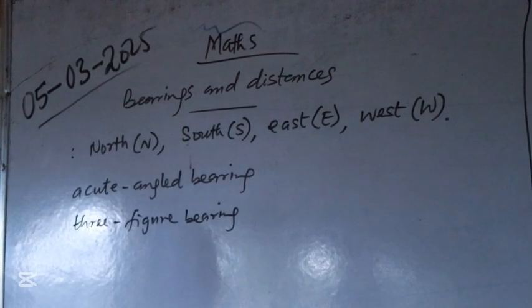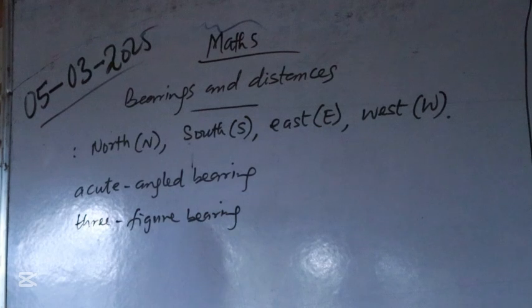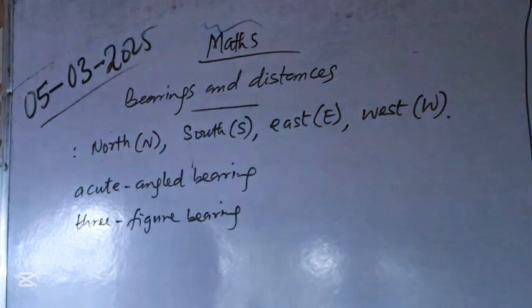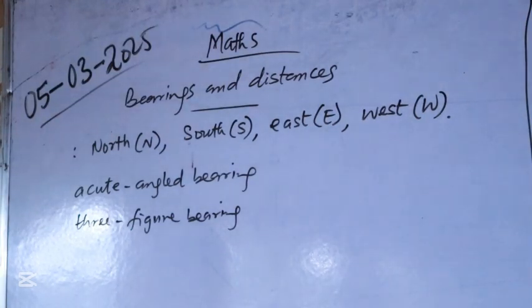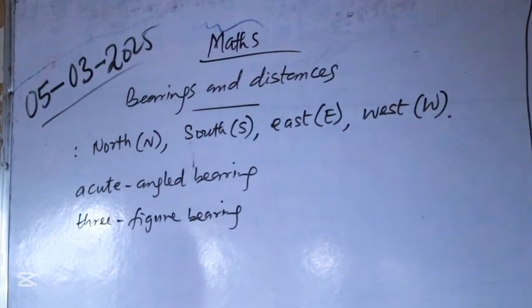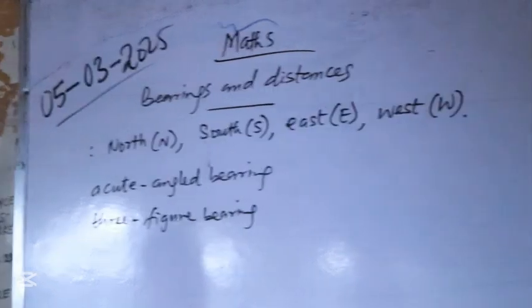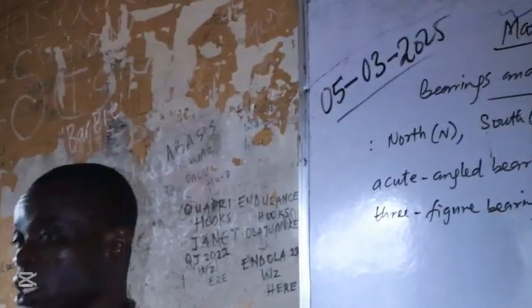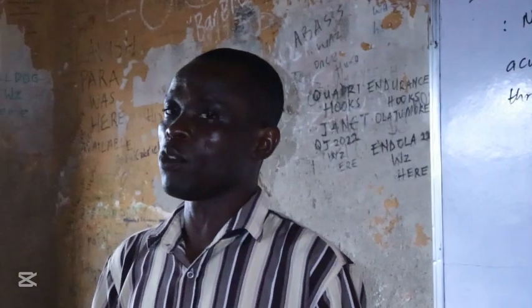clockwise movement. You know that from the wall clock, when it is 12 o'clock, then the hand will start moving from 12 to 1, 1 to 2, 2 to 3. That is clockwise movement. That shows that in bearing, if you want to interpret the question, you must always start from the north. Please pay attention to this.